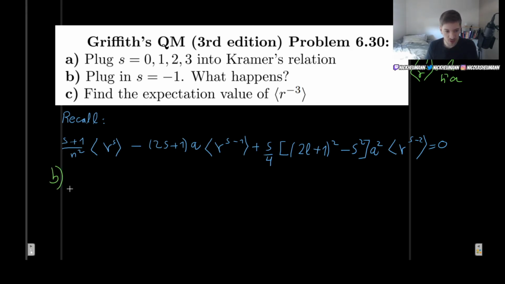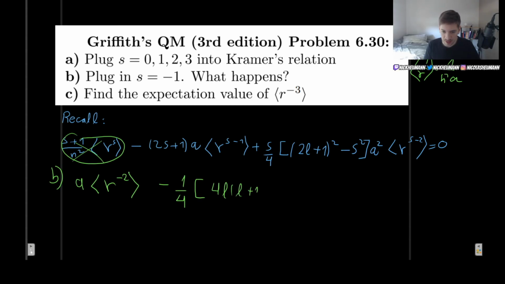So let's plug in s equal minus 1. If we do that, this part is going to be 0, right? So minus 1 plus 1, 0. So this part does nothing. Then we get minus 1 here. So this is minus 2 plus 1 minus 1. So this minus turns into a plus, and we get a times the expectation value of r to the minus 2. And then minus 1 over 4 times, well, the same as always, 4L, L plus 1. And this is going to be minus 1 anyways, because the minus sign cancels out. And there's a plus 1 here, so that cancels out. And this 4 here is going to cancel out this right here. And then we get a squared times the expectation value of r to the minus 3.